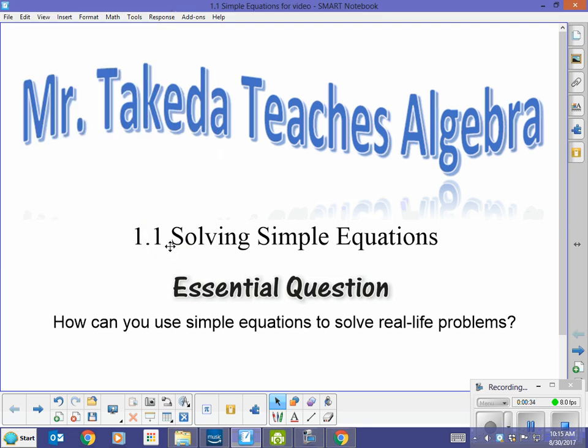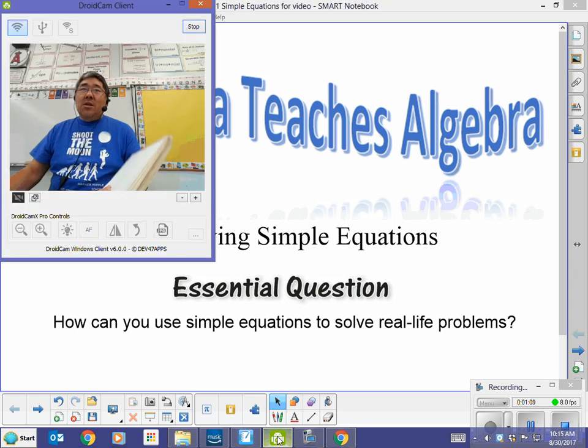We have a title here. The first thing we want to do in our notebook is put today's date, which I think is going to be September 7th, I believe. I'm just guessing ahead. Then you want to put the title of the lesson, 1.1, Solving Simple Equations. I'm putting that on the top line here, so it's going to look like this.